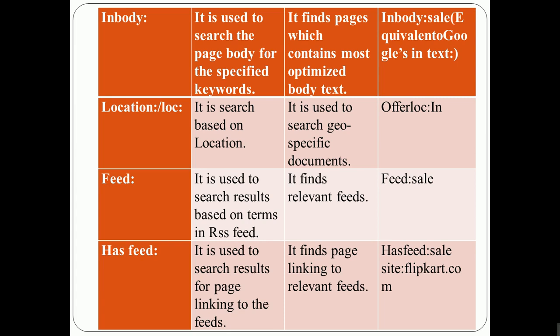Then the next operator is called the feed operator. It is used to search results based on the terms in an RSS feed. It finds the relevant feeds which are available. Here is an example: feed:search.